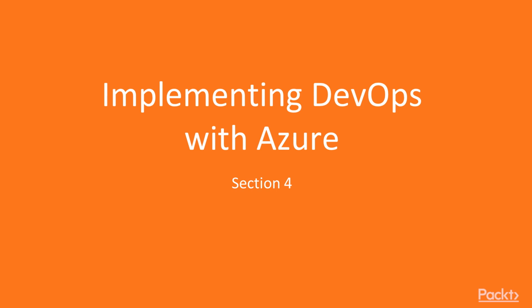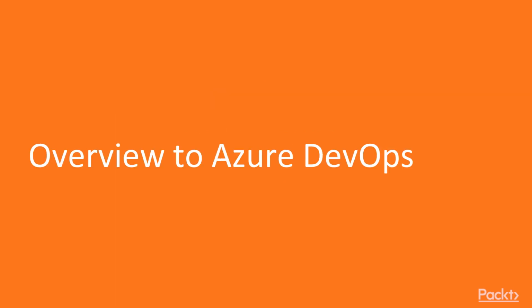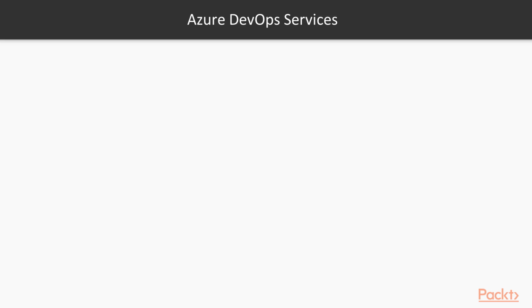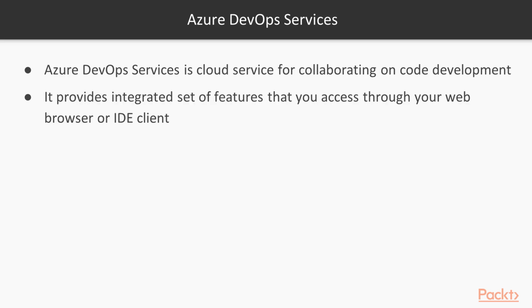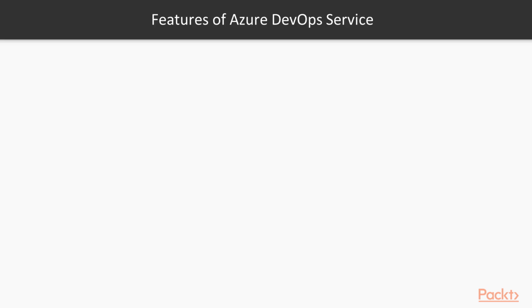Implementing DevOps with Azure. In this video, we look at the services offered by Azure DevOps. According to the official documentation, Azure DevOps is a cloud service for collaborating on code development. It provides an integrated set of features that you access through your web browser or IDE client. Here are some of the important features of Azure DevOps service.